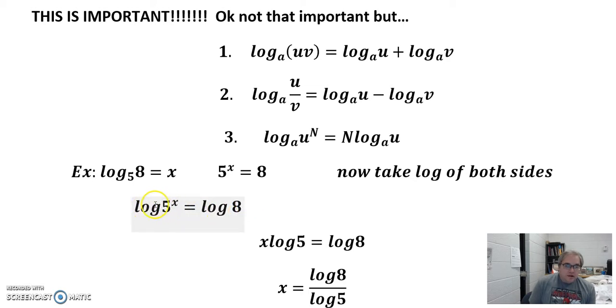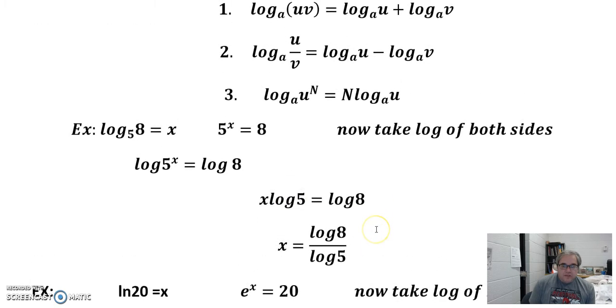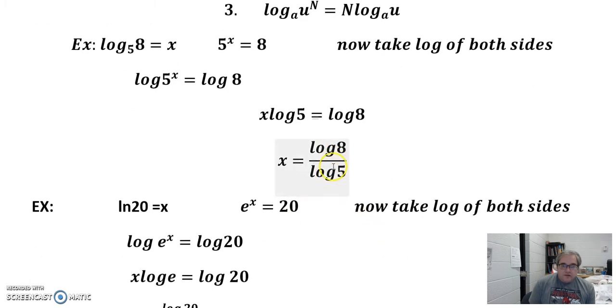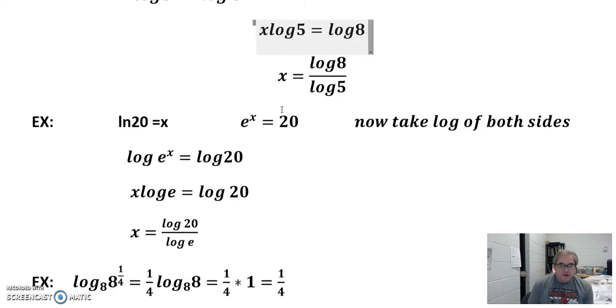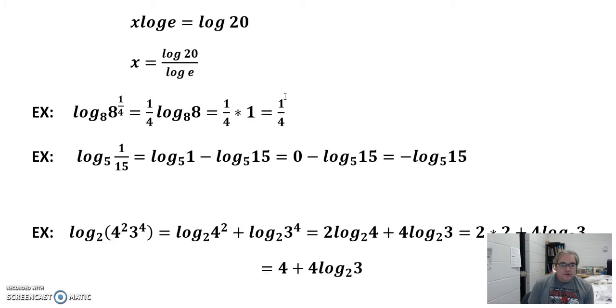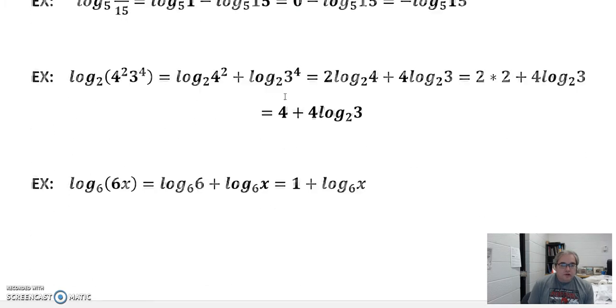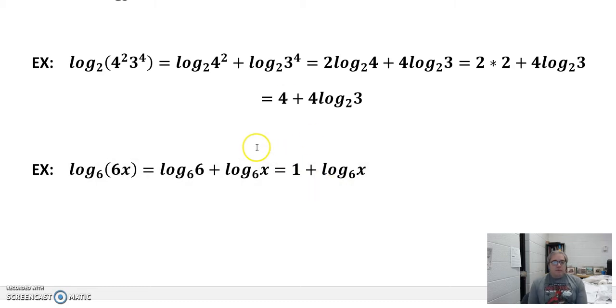Look right here. I can apply property 3, and that allows me to move that x to the front. So I get x log 5 equals log 8. And if I just divide by log 5, this would give me what this exponent would be. This is solving equations, and I'm not going to dwell on that in this video. I just wanted to show you.